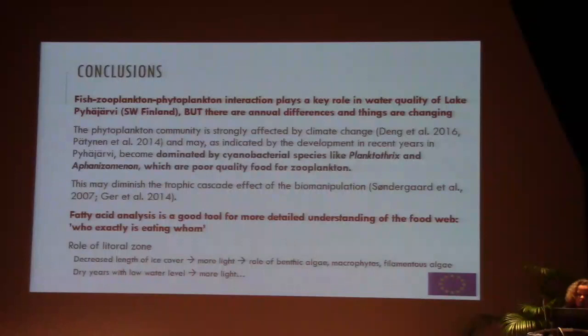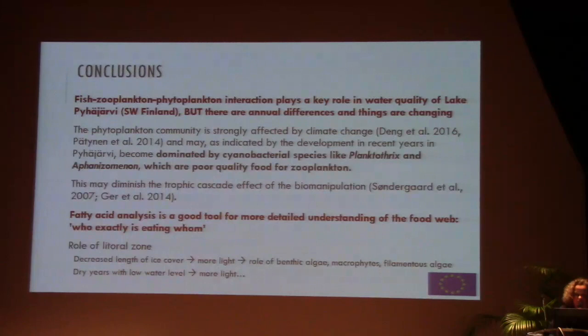And this phytoplankton community is strongly affected by climate change, and it has already become dominated by cyanobacterial species like Planktothrix and Aphanizomenon, and that's poor quality food for zooplankton. And then, as we are using biomanipulation as a tool for management, these changes are diminishing the trophic cascade effect of the biomanipulation. It seems that this fatty acid analysis is a very good tool for more detailed understanding of the food web, and we get information on who exactly is eating whom. Unfortunately, I didn't have time to go into the detail, but it is producing really nice detailed information.